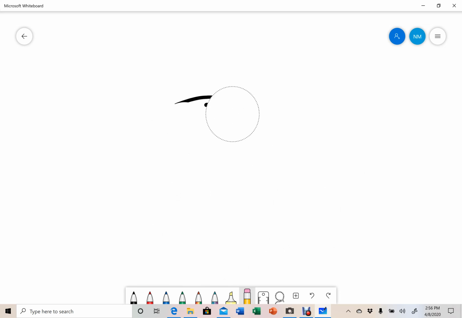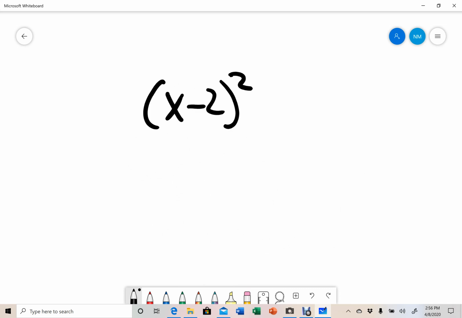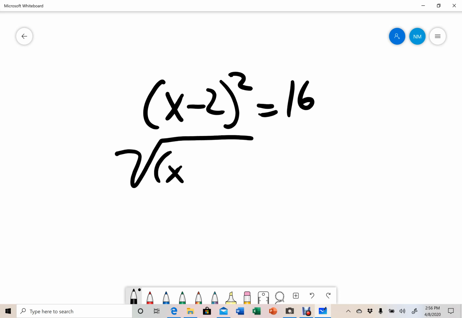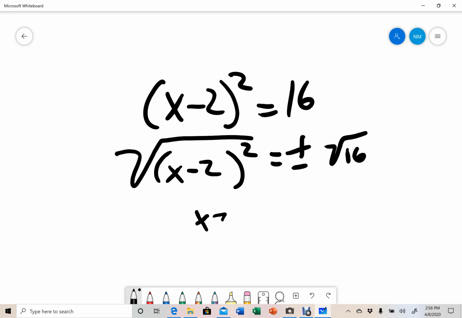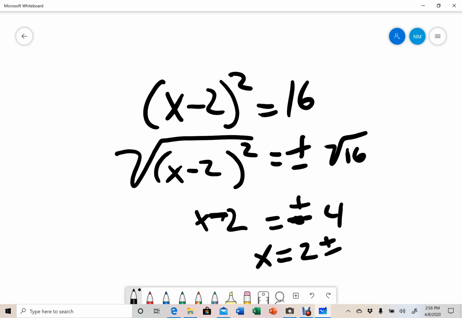Erase this and show you what I mean here. Catch up with me. Okay, so if I have something like x minus 2 squared equals 16, I'm going to square root this whole binomial. Then I've got plus or minus the square root of 16. And we know the square root of this would be x minus 2, equals plus or minus 4, and then x would equal 2 plus or minus 4.